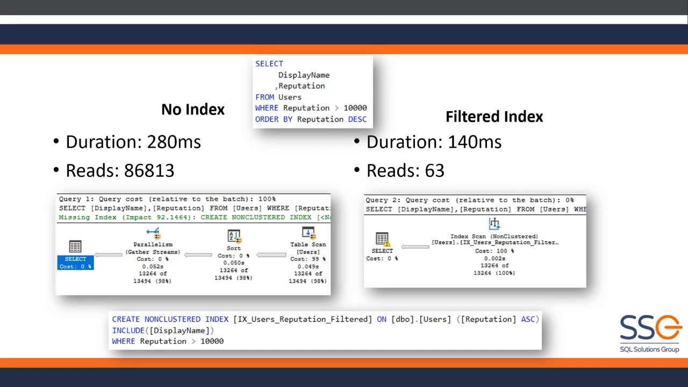Now, on the left here, you can see the duration, 280 milliseconds, and it does 86,000 reads. That's the whole table. It's scanning the entire table. And if you look at the execution plan, if you're not too familiar, on the right of this execution plan, you can see our table scan, and that's scanning the entire table. We're then having to sort the data because I've asked for it descending. And then because it's such a big query, it went parallel. So we have to gather the streams before we return the data. Now this, of the two, was 100% of our query cost.